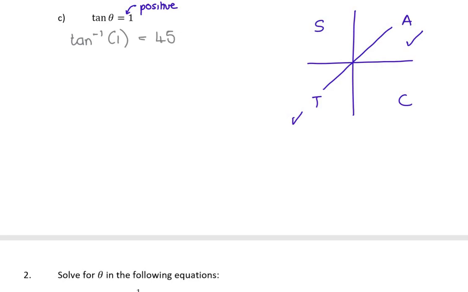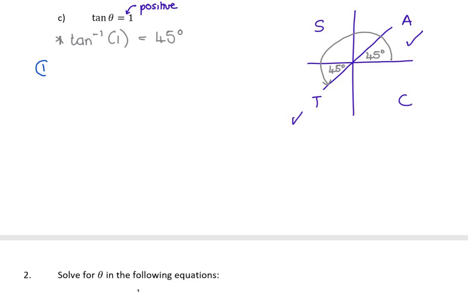On my calculator I get 45 degrees. So this tells me this is 45 degrees. Now how do you find an angle related to that in quadrant 3? Well, this is 45 degrees. So this angle in quadrant 3 will be 180 plus 45 degrees.